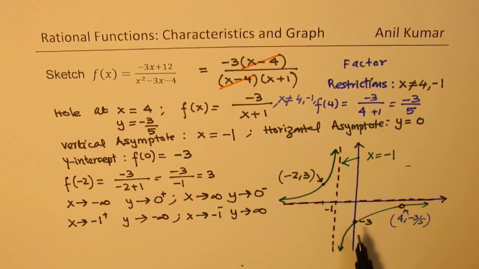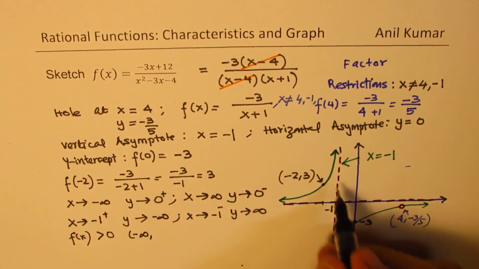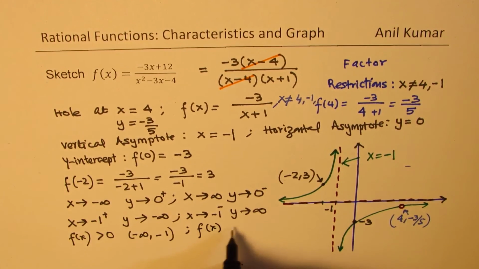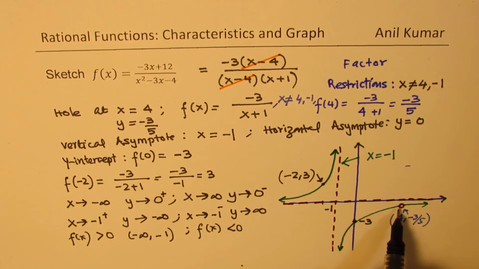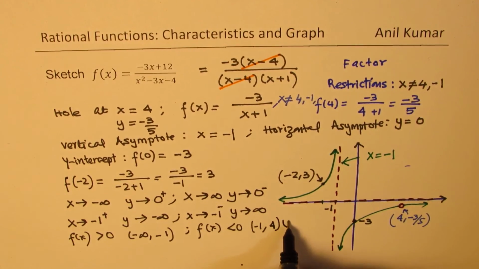Now, once you have defined all these behaviors, then we have more or less described all the characteristics. We can now say that the function f of x is greater than 0 in the interval from minus infinity to minus 1. And f of x is less than 0, or negative, in the interval from, so there is a split here, do you see that? This point is not in the domain. So when you're describing this, you have to say from minus 1 to 4, union from 4 to infinity. Do you see that? That's kind of important.